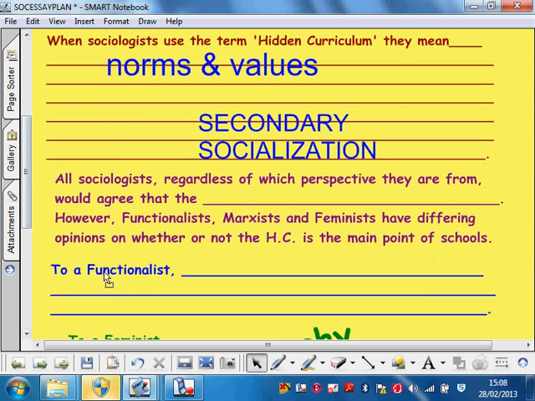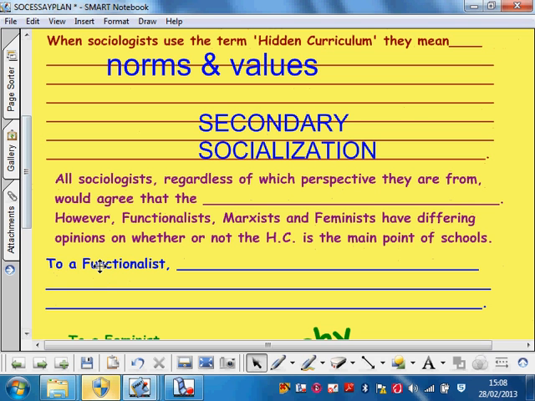So, to a functionalist, the hidden curriculum exists, it's important, it teaches you the norms and the values of being on time, it's part of secondary socialisation, it's vitally important. But on top of that, the actual curriculum is just as important: those skills that you will need to survive in our economy, like reading and writing and using computers. To a functionalist, the actual curriculum is just as important.